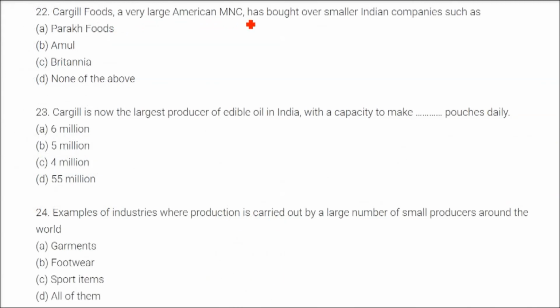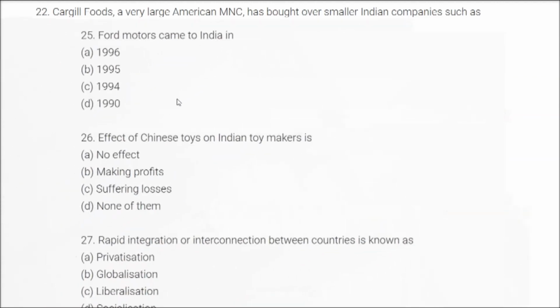Cargill Foods, a very large American MNC, has bought over small Indian companies like Parakh Foods. Cargill is now the largest producer of edible oil in India with a capacity to make how many pouches daily? 5 million. Examples of industries where production is carried out by a large number of small producers around the world: garments, foods, sports items, so all of them. 24 is D.